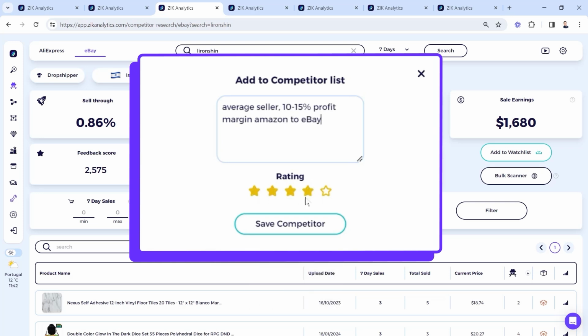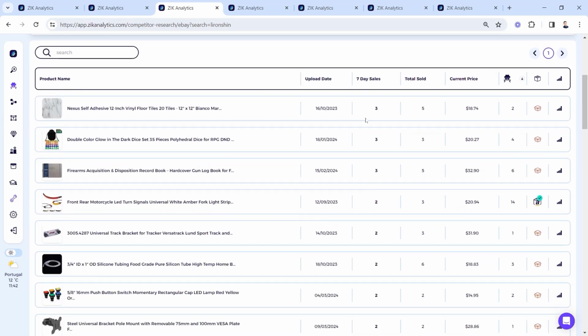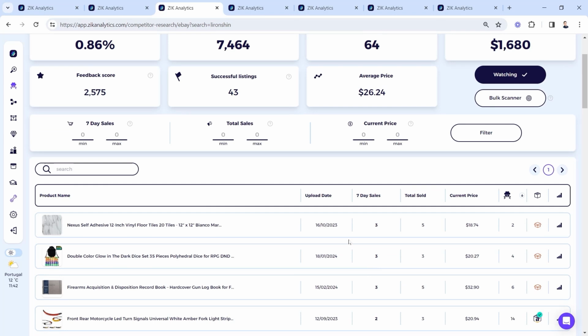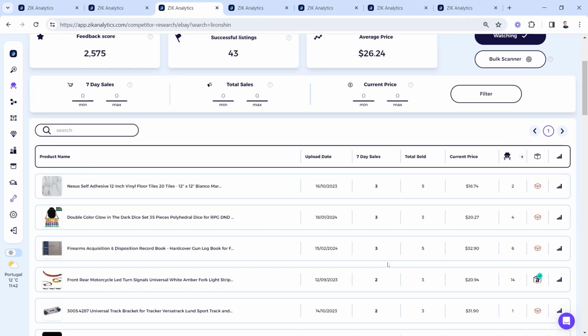And I will save. Now, if you just focus on Amazon to eBay, you don't need to write it, okay? And then I'll give the rating 3 and I'll save. This is a competitor that can give you a few new products every month. He's not an amazing competitor. His performance is not wow, but he still has some nice products. So why not? And you can optimize the titles and be better.